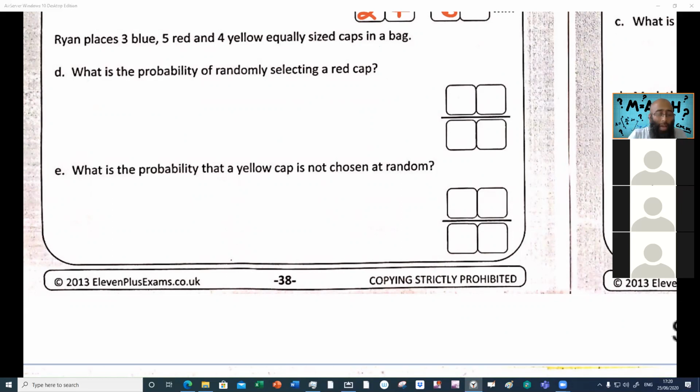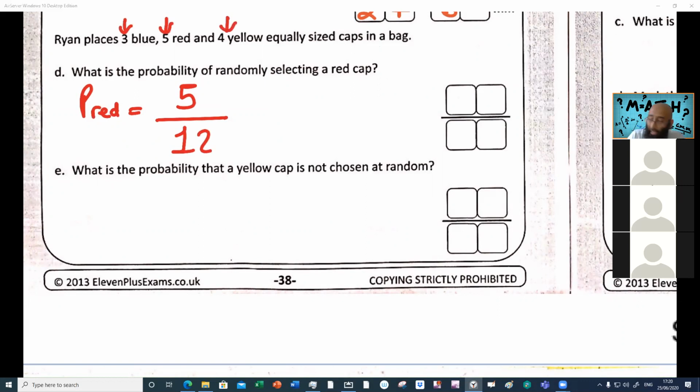So the chance is always something happening out of the total chances. So the red one, how many red ones are there? 5. Okay, especially use the red color. So the probability of a red, you got 5 chances. How many chances do you have all together? 12. Okay, how did you get that number? Can you explain to the class? Because you add them all up. You add up the 3 with the 5 with the 4, that gives you a total of 12.